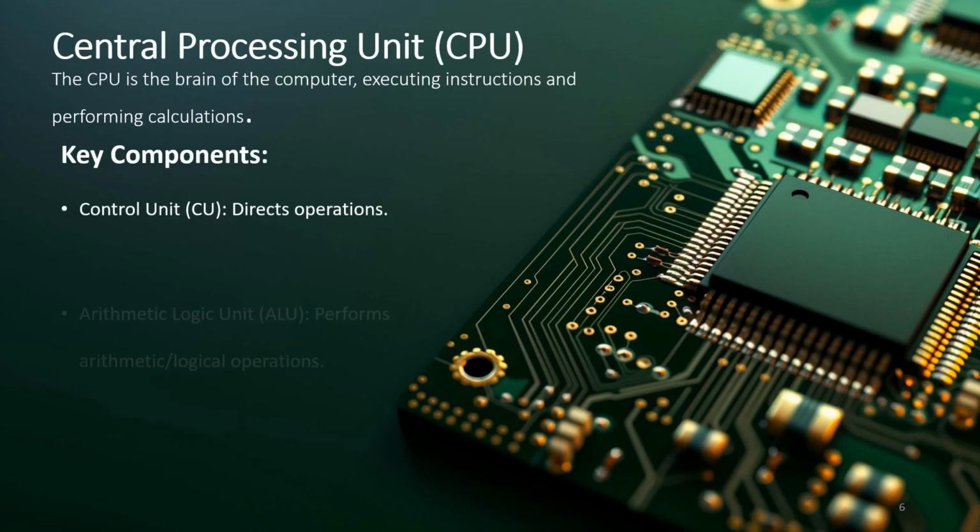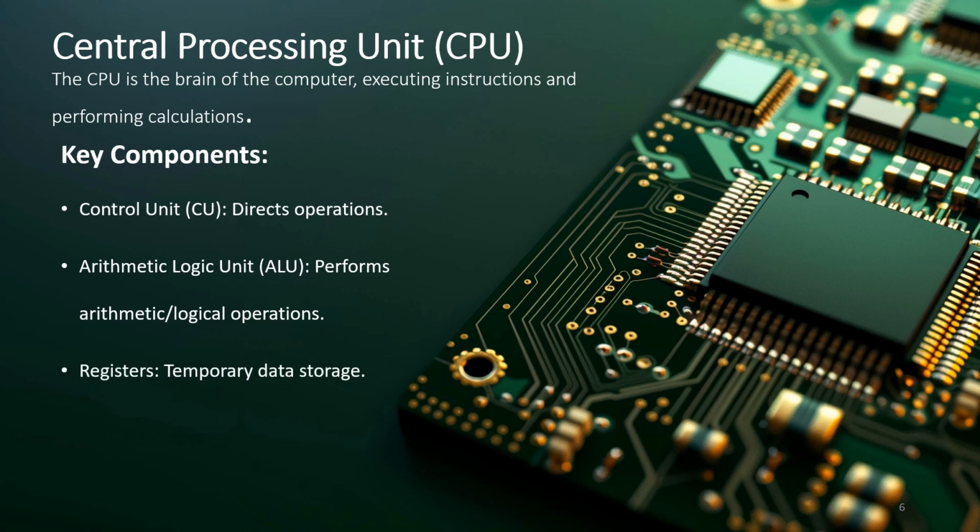Central Processing Unit. The CPU is the brain of the computer, which executes instructions and performs various calculations. Its key components are the control unit, which directs operations, the arithmetic logic unit, which performs arithmetical and logical operations, and the registers, which temporarily store data. A register is a very fast memory, one of the fastest memories.